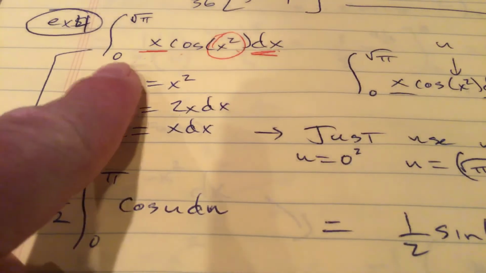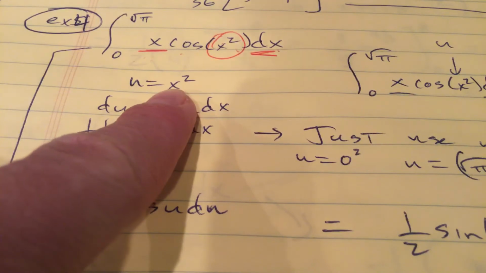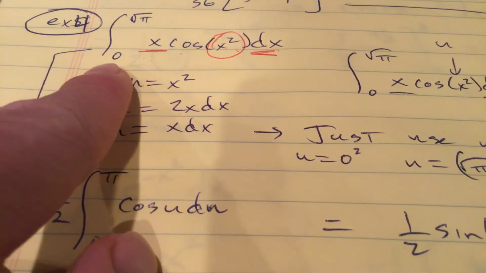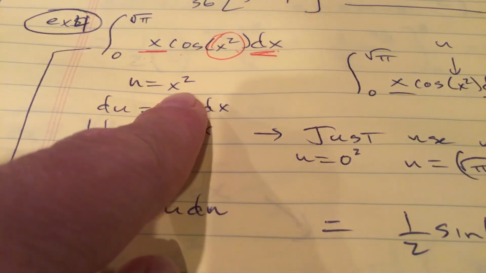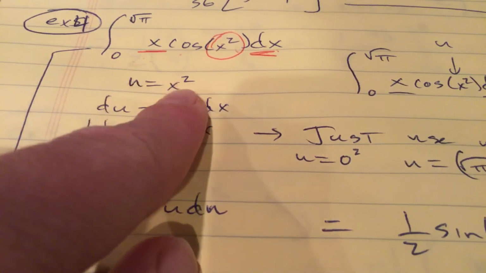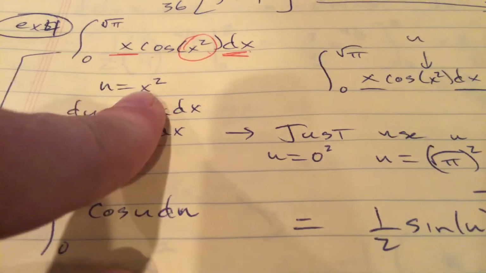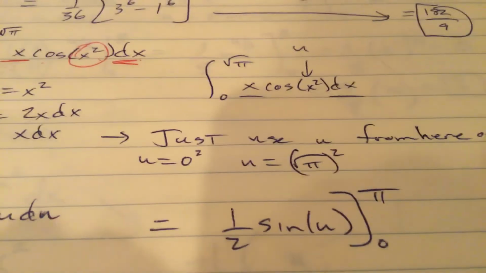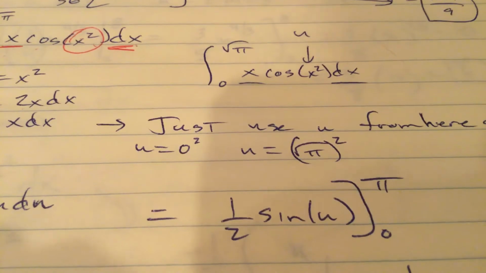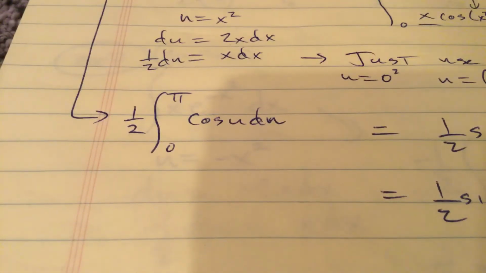Take that 0, plug it in for x. If u is x squared, and this original function had a lower bound of 0, plug 0 into x squared, and you still get 0 as a lower bound. Plug square root of pi into x squared, and now your upper bound is pi. All right, so your bounds are going to be 0 to pi. That's what we got.